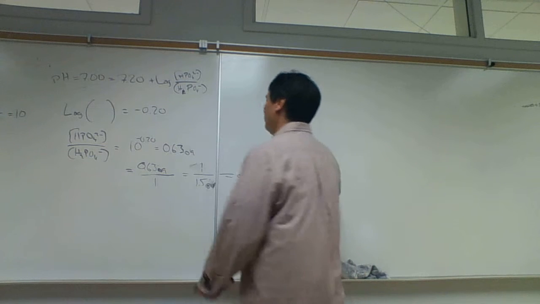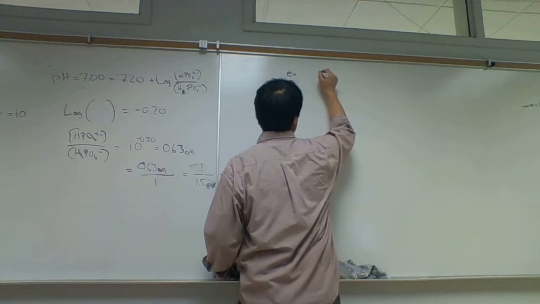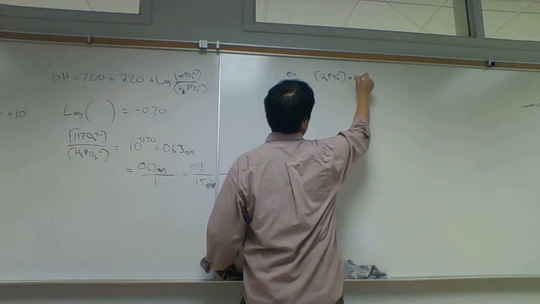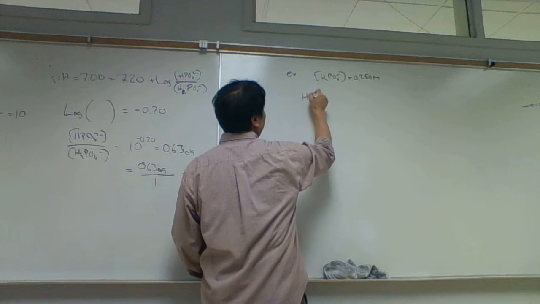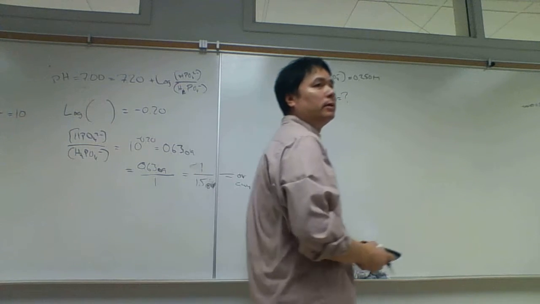And so an example of this would be, I'm going to make the acid H2PO4 minus 0.250 molar. What is the base concentration going to be?